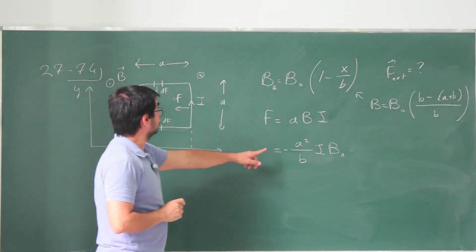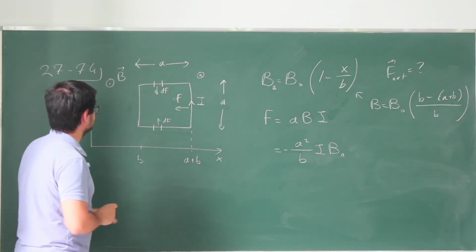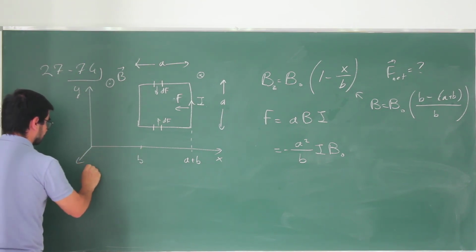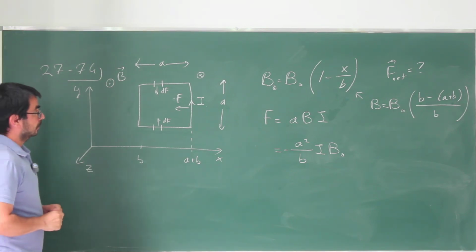And this negative indicates that this is in fact opposite. It's in fact in the negative z direction, because if you choose your x and y axis this way for a right-handed coordinate system, your z axis is going to be pointing this way. Okay, I think that's all.